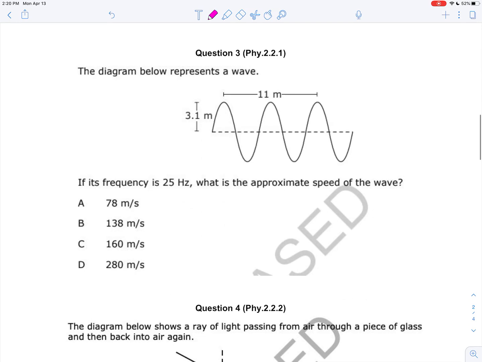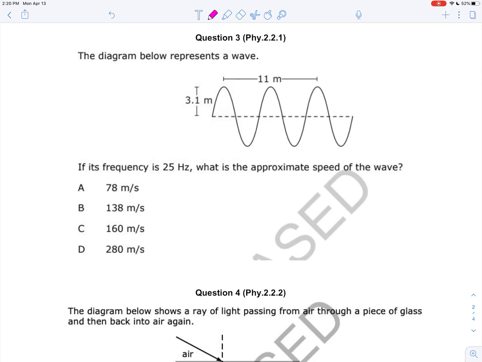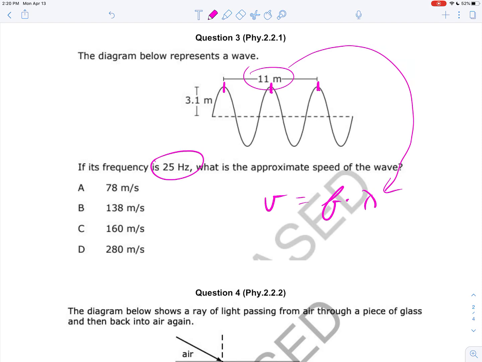Number 3. The diagram here looks almost identical to number 1. It says if the frequency is 25 Hertz, what is the approximate speed of the wave? So speed equals frequency times wavelength. We have the frequency. Now, immediately you want to use 11 meters as the wavelength. But 11 meters is actually 2 waves. So there's something you want to do with that 11 meters before you substitute it into the wavelength. But we have the frequency, and now we can just figure out the speed.